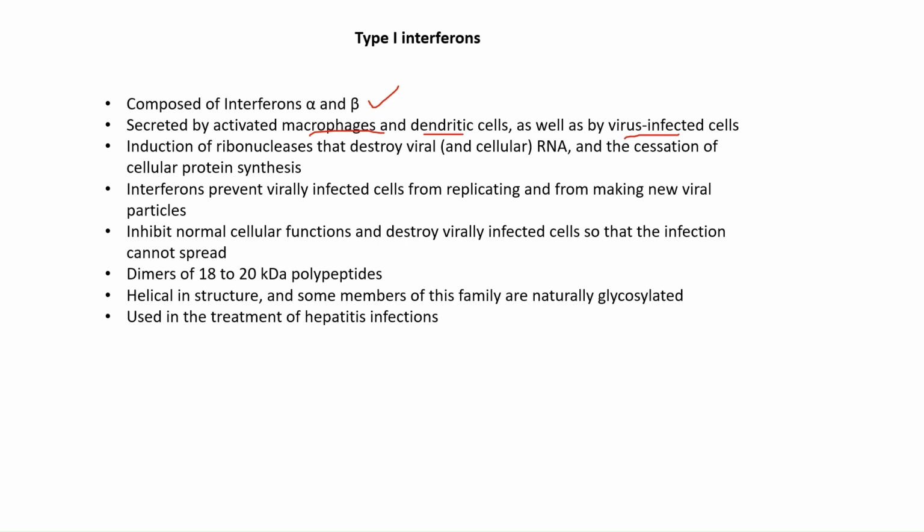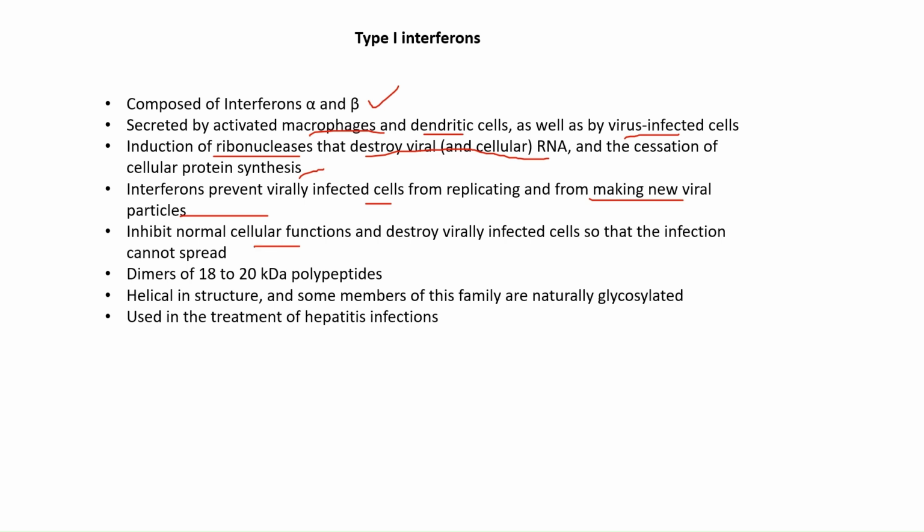So what they do is stop the replication of the infected cell so that new viral particles do not spread to the healthy tissues. And how do they do that? By the induction of ribonuclease that destroys viral and cellular RNA. By the name, ribo means RNA, and nuclease means it breaks the nucleic acid, RNA. So it destroys the viral as well as cellular RNA so that protein synthesis will stop, and via this the virally infected cell is prevented from replicating and spreading the virus to the healthy cells or tissues.